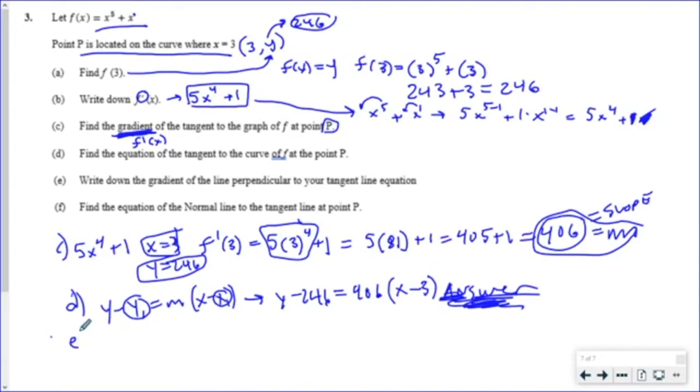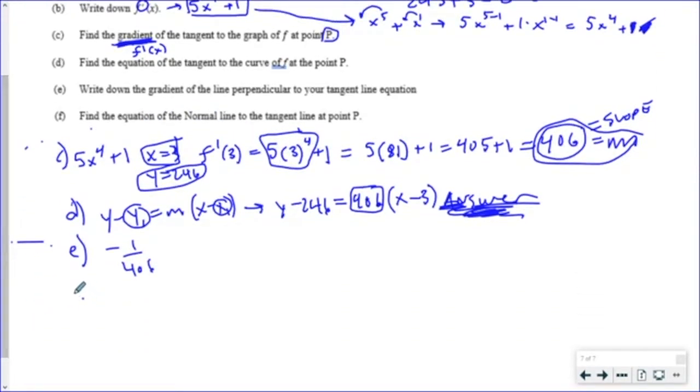Now part E. Write down the gradient of the line perpendicular to this line. So if this is my slope, I want a perpendicular slope. So it's just negative 1 over 406. Not that difficult. Okay. Next. Last part.